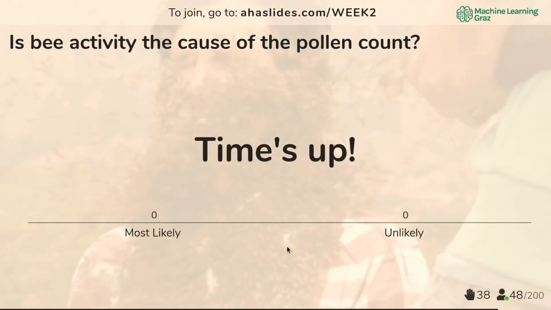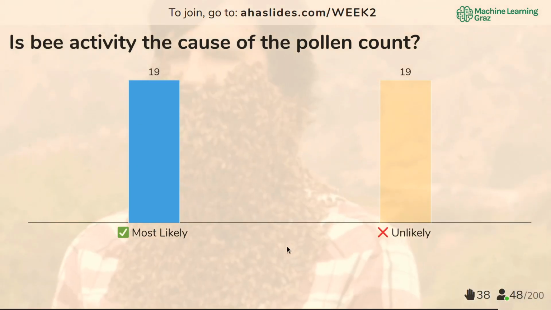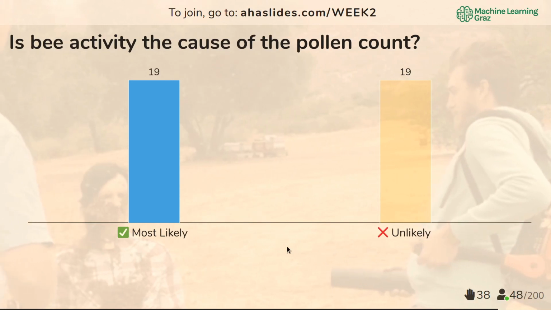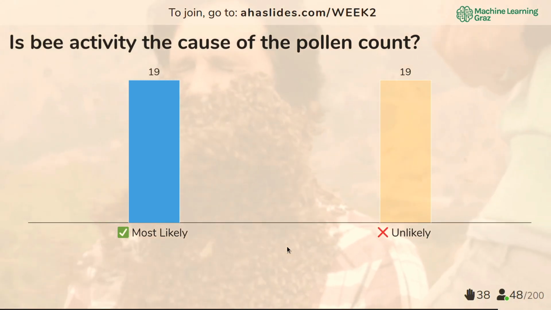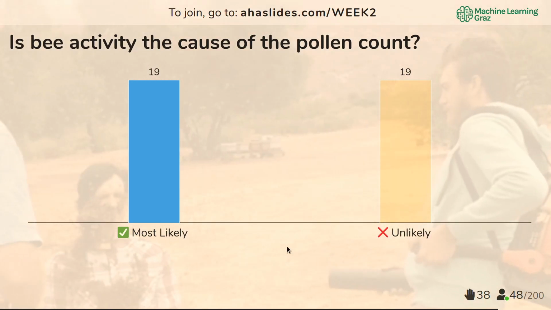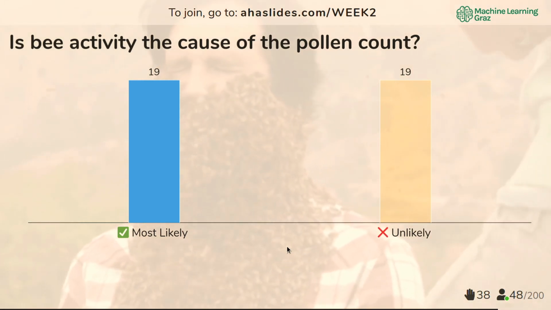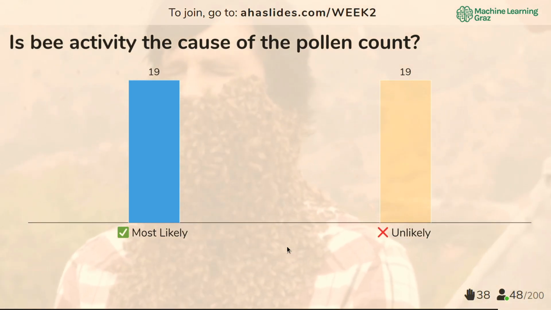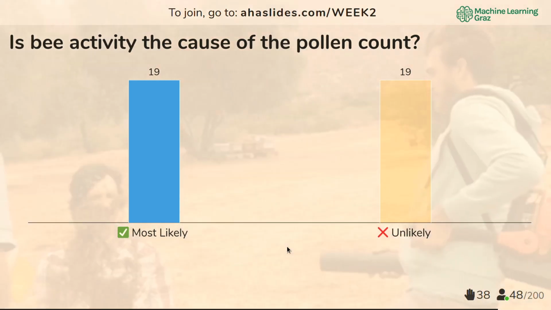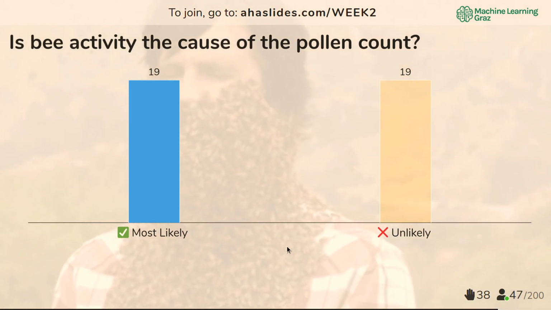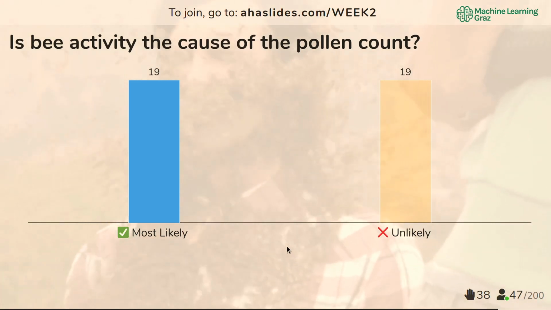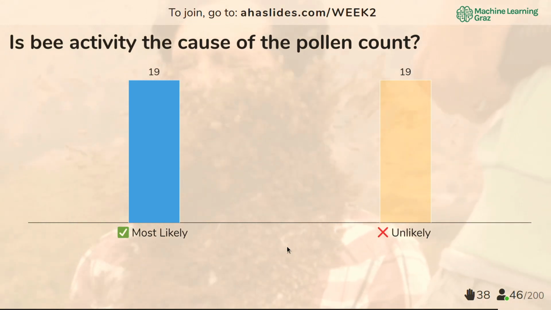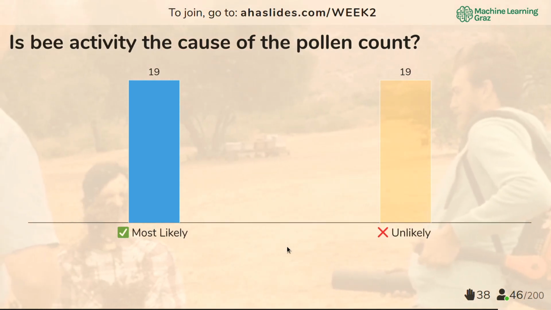And let's see how people did for the final quiz of today. And wow, that's amazing. A perfect 50-50 split. Very interesting. Unfortunately, research actually showed that bee activity is the main cause of pollen count. So the answer is not a definite yes, because it's not the only cause, but because it's the main one, it's most likely the cause of pollen count.